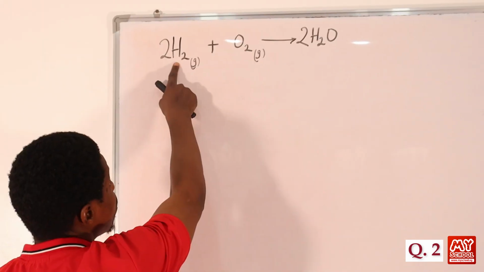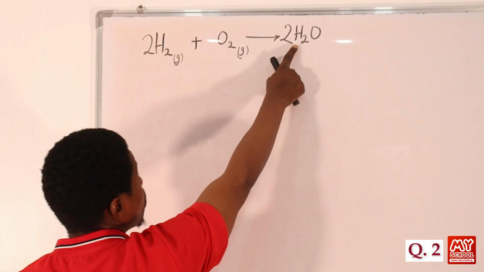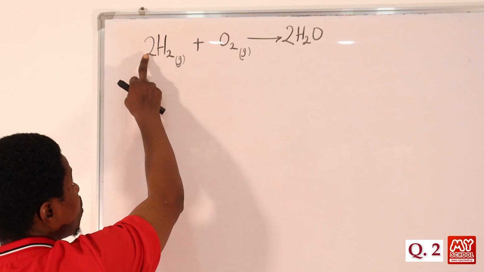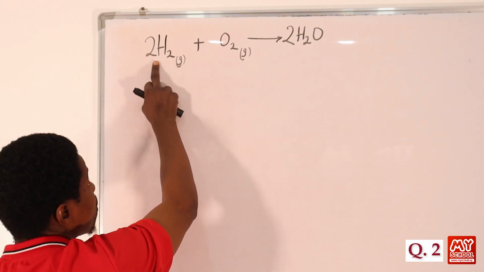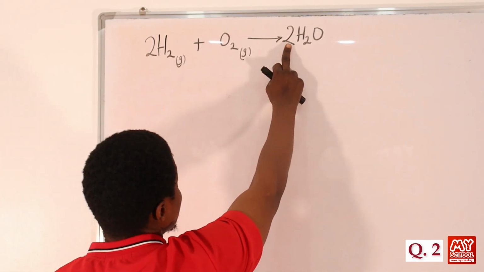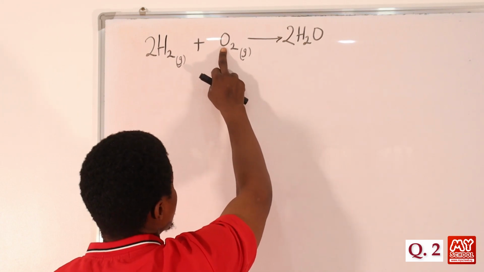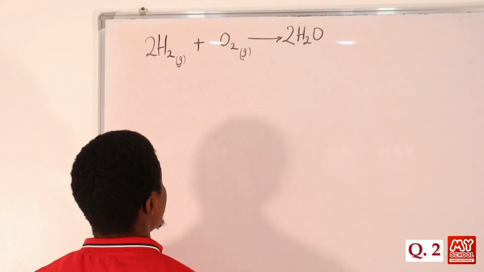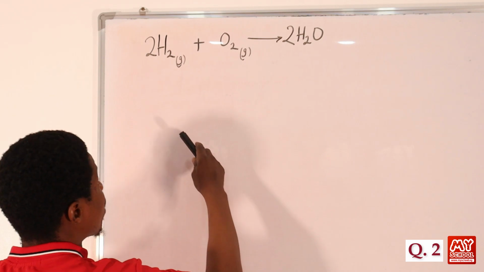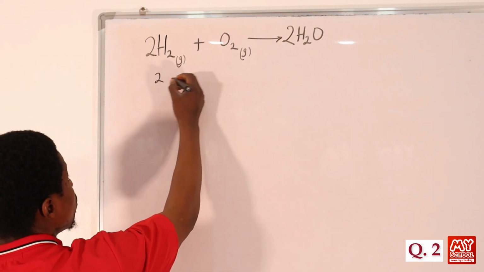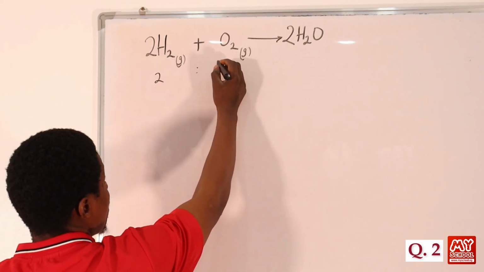We have hydrogen gas reacting with oxygen to produce water. The equation is balanced already because we have 2 times 2, that's 4 atoms of hydrogen on both sides, and 2 for oxygen here, these 2 also covers for this. So now, if you look at the ratio, it is 2 is to 1 in terms of number of moles.